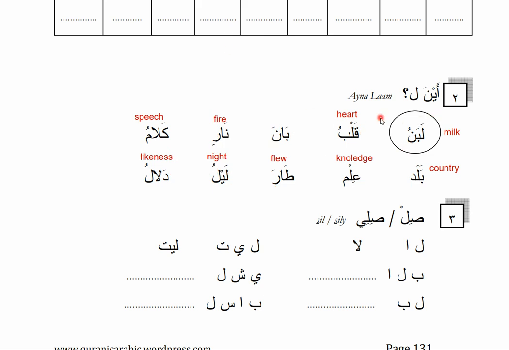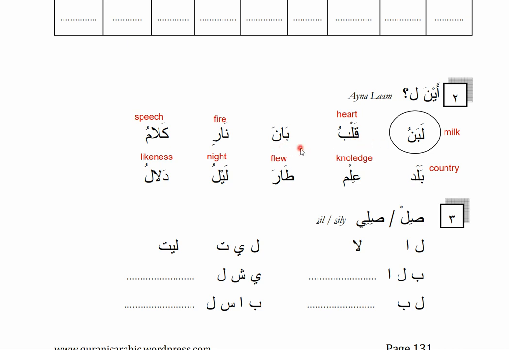Now here you need to find out where is lam. I have given all the meanings here. Labanu means milk. Qalb, heart. Do you have lam here? Yes, there is lam here. And qalb, yes, there is lam in between. So you can see the lam is connected from both the sides.